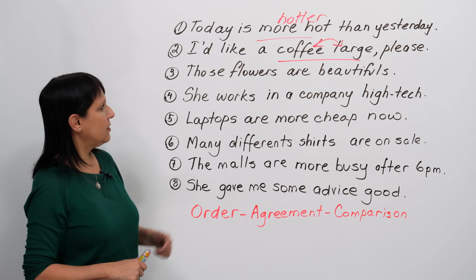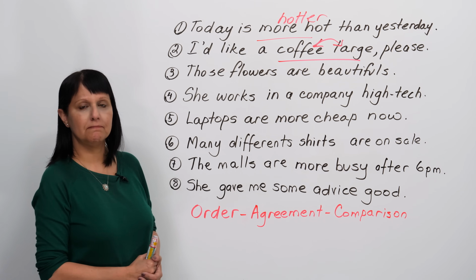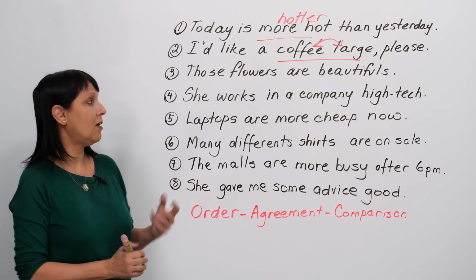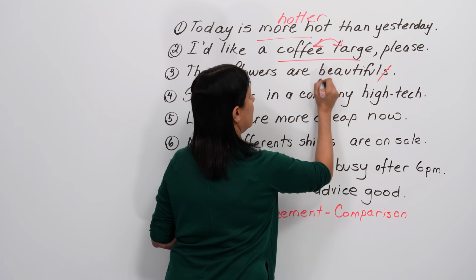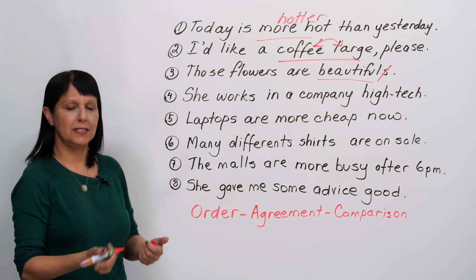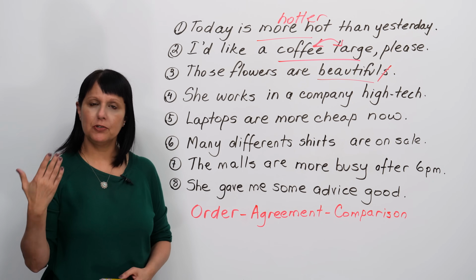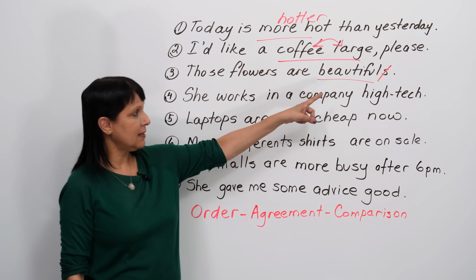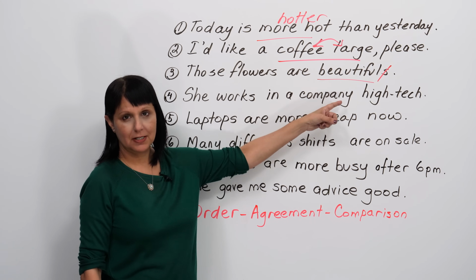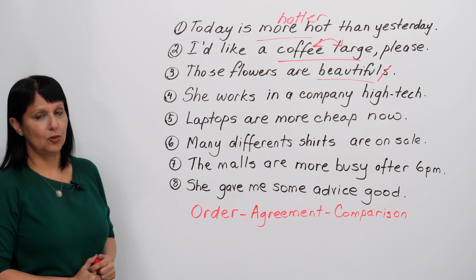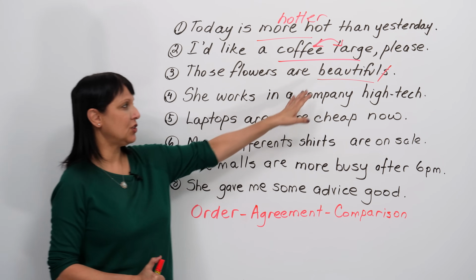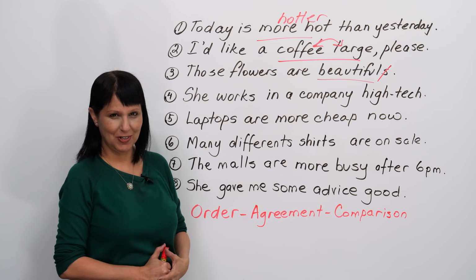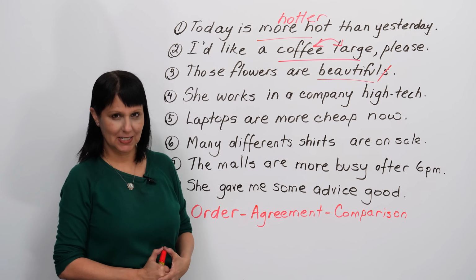Number 3, those flowers are beautifuls. That's wrong. It should be those flowers are beautiful. Say it after me. Those flowers are beautiful. In this case, the student mistakenly thought that because this was plural, that they had to make that plural. But no. In English, the adjective always stays the same in terms of agreement. Okay, that was a mistake of agreement.